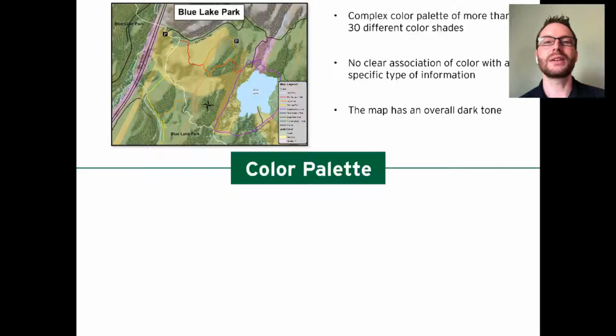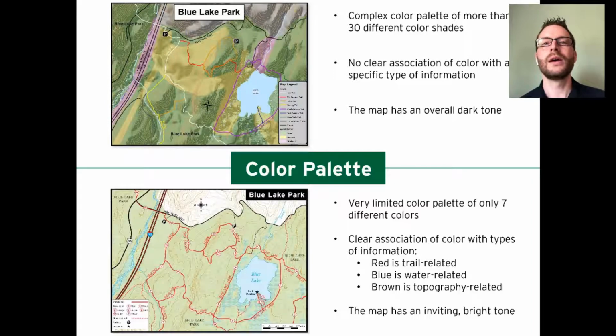The example map has a complex color palette of more than 30 different color shades. There is also no clear association of color with any specific type of information, and while there are some light colors, the map has an overall dark tone. This simpler design map has a very limited color palette of only 7 different colors. There's a clear association of color with specific types of information, where red is trail-related, blue is water-related, and brown is topography-related. And the map has an inviting, bright tone.